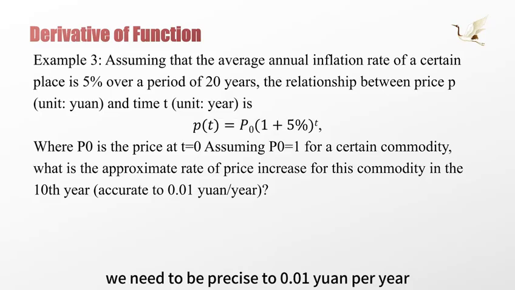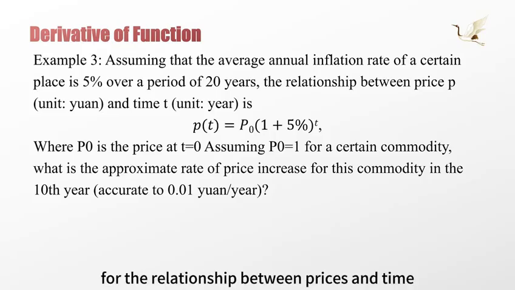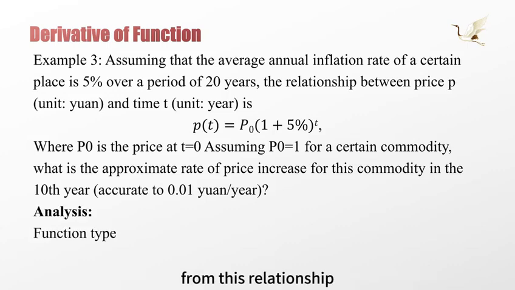We need to be precise to 0.01 yuan per year. Let's first analyze what mathematical knowledge is involved in such a practical problem. According to the conditions of the question, we have a formula for the relationship between prices and time, where Pt is equal to P0 times 1 plus 5% to the power of t. From this relationship, we can find the type of the function.